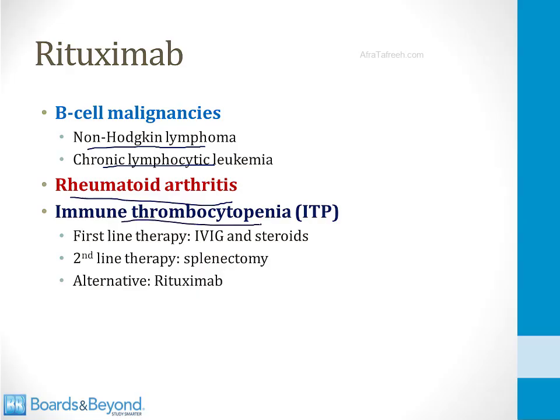I talk about ITP in the platelet disorders video. In this condition, antibodies are produced against platelets that lead to platelet destruction. The first-line therapy is IVIG and steroids, and the second-line therapy is to remove the spleen. However, an alternative to splenectomy is rituximab. In some patients, this will lead to an improvement in the platelet count.